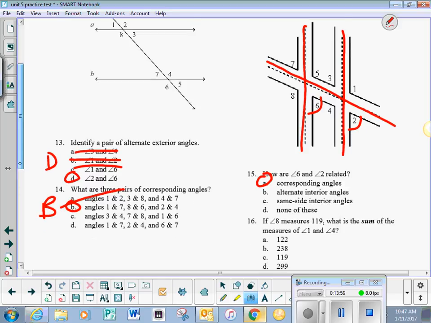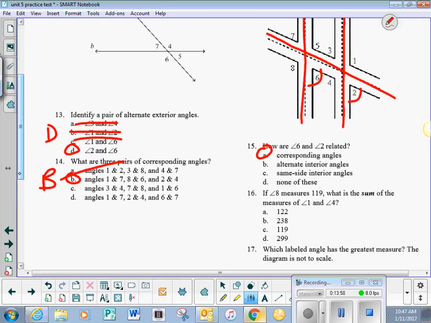Okay, if 8 measures 119, stop that, whoever's making that noise, please. What is the sum of 1 and 4? Well, what is angle 4? It is 119, because it's corresponding. What is angle 1? 119, because it's vertical to that. What is the sum of those 2 angles? 238.